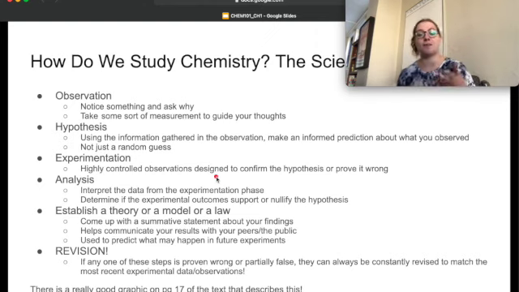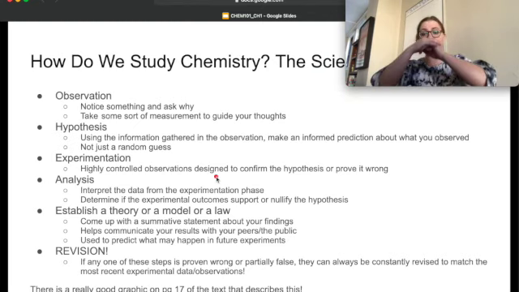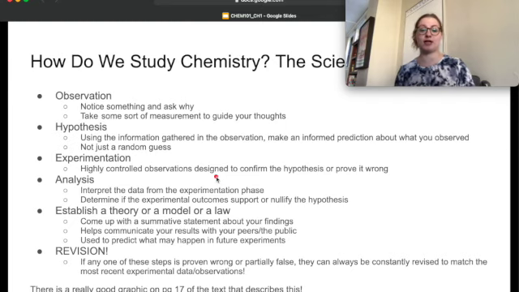The last step in the scientific process, my personal favorite step in the scientific process, is revision, okay? So no scientific claim or no scientific anything is ever set in stone. We're always waiting for more data or more information to prove what we know false. So if any one of these steps is proven wrong, partially false, they can always be constantly revised to match the most recent experimental data and observations.